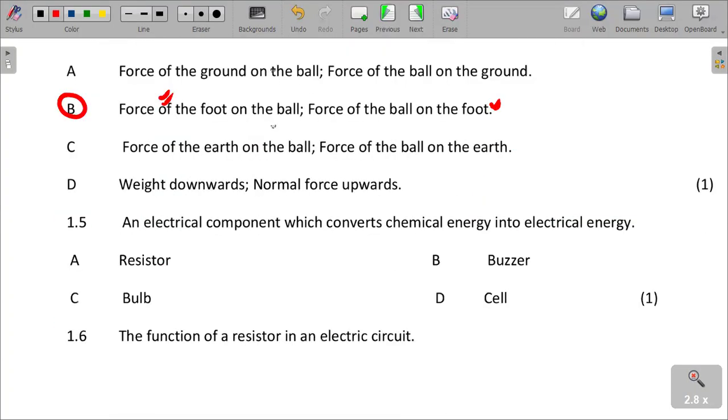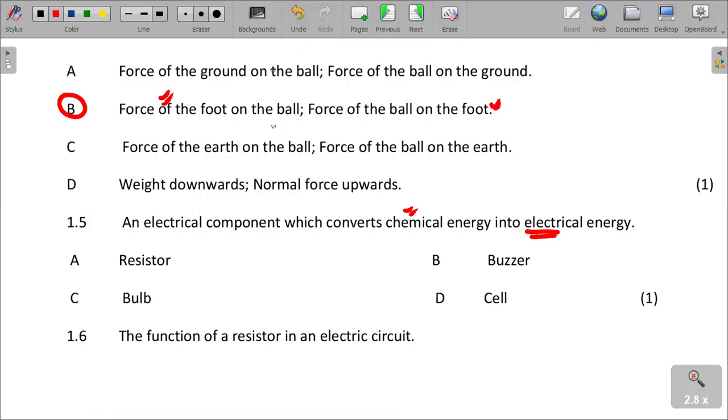And then, an electrical component which converts chemical energy into electrical energy. What is that? An electrical component that converts chemical energy into electrical energy. Number 5. What is it that can convert chemical energy into electrical? So we should always understand that this energy conversion is mostly applicable when we talk about a battery. A battery converts chemical energy into electrical energy, and also maybe into light energy.